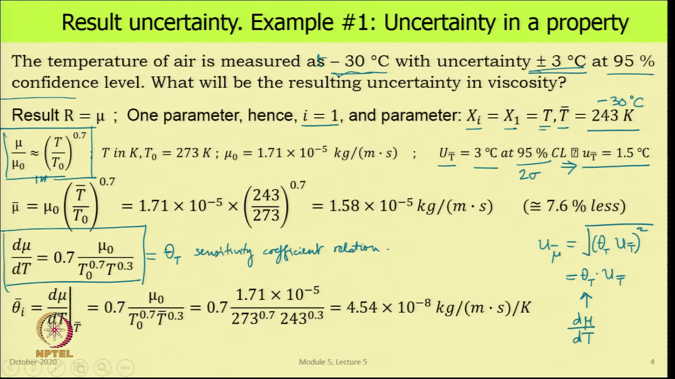We want to calculate the value of the sensitivity coefficient at the mean value of the temperature. So, that is theta_i bar, d mu by dT evaluated at T bar. We substitute 243 K for T, and the answer is 4.54 into 10 to the power minus 8 kg per meter per second per Kelvin. This is important: when we calculate the sensitivity coefficient, we must always maintain the units at every step.